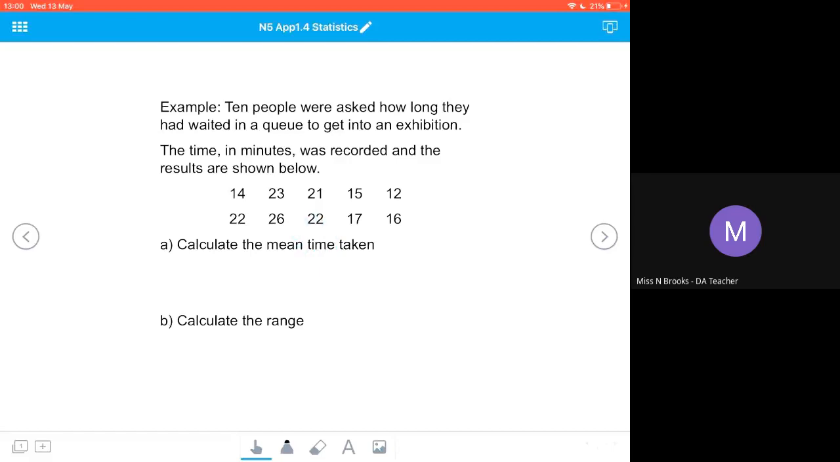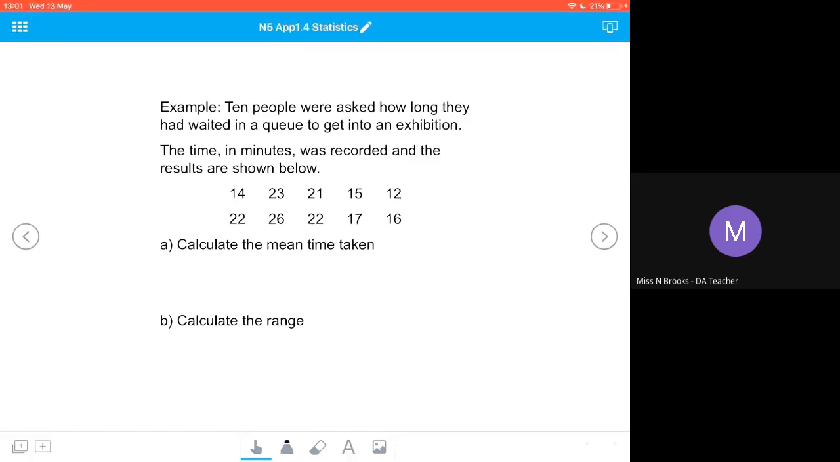So in our example, we've got 10 people who were asked how long they had waited in a queue to get into an exhibition. The time in minutes was recorded and the results are shown below. So we've got 14, 23, 21, 15, 12, 22, 26, 22, 17 and 16. So that's 10 different times. And we want to calculate the mean time taken.